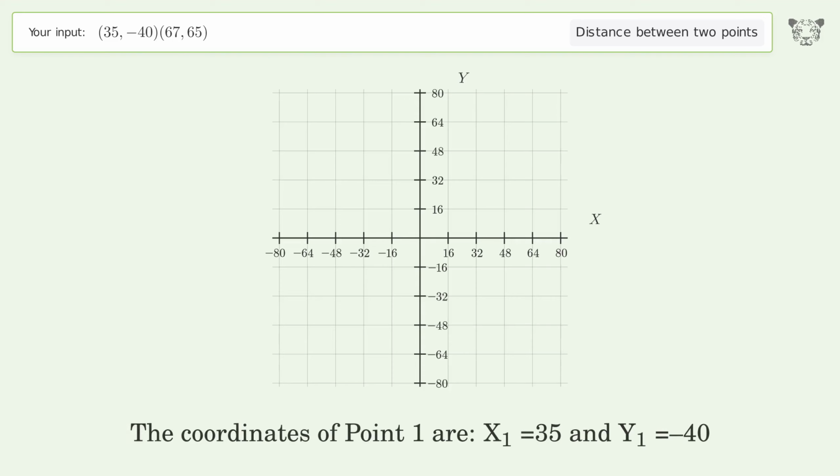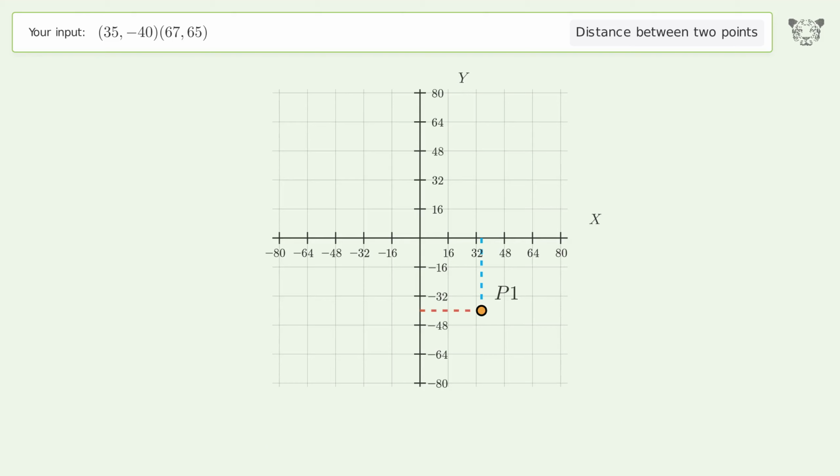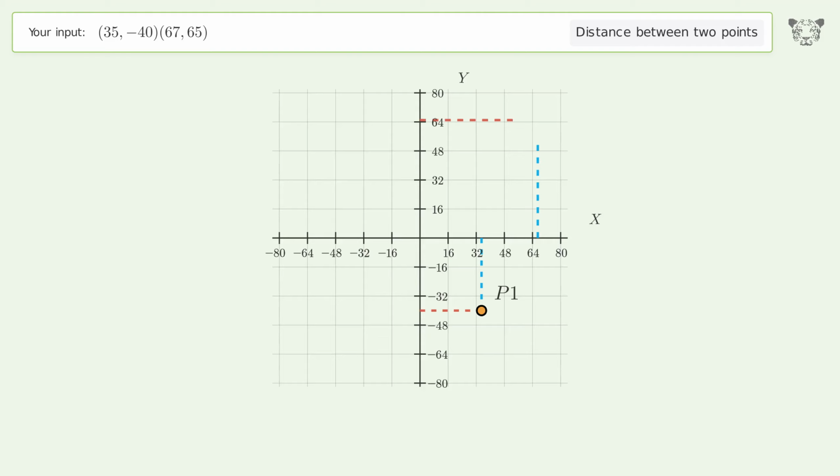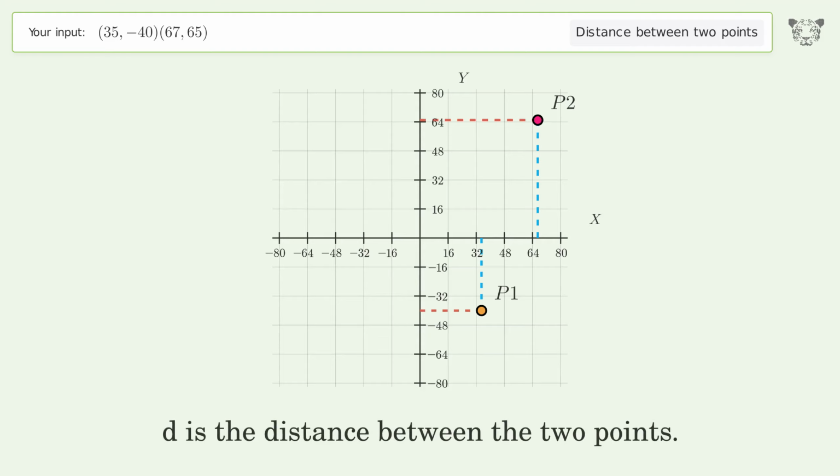The coordinates of point 1 are x1 equals 35 and y1 equals -40. The coordinates of point 2 are x2 equals 67 and y2 equals 65. D is the distance between the 2 points.